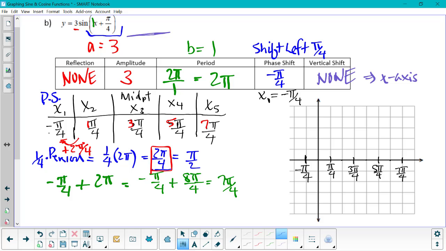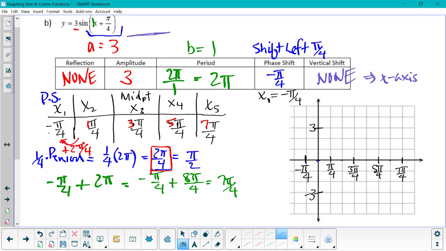All right, now let's label the y-axis. We have no vertical shift, so our first cycle of this sine graph will begin, middle, and end on the x-axis. The amplitude is 3, so from the x-axis I'll go up 3, which would be my highest point, and down 3, which would be my lowest point. So I label those.